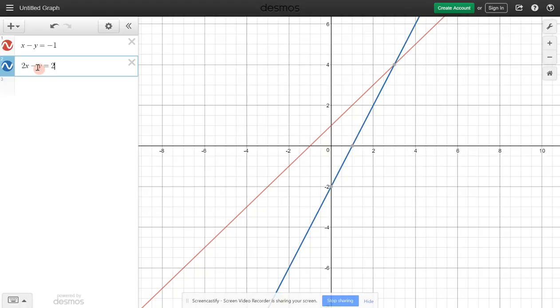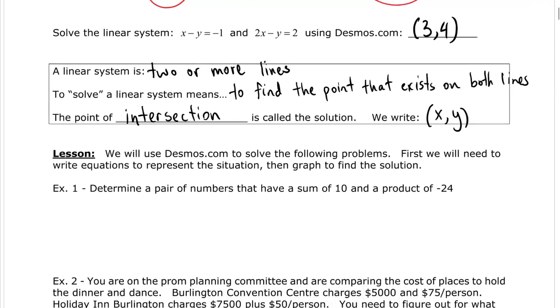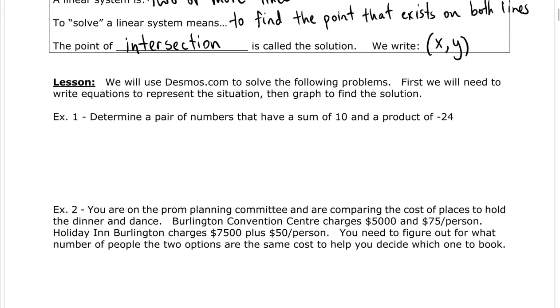So there's another line. And you'll see that both lines cross each other at this point right here, 3 comma 4. So at x equals 3, the y value is 4, and that point right there is the solution, or the point of intersection of both lines. So here I'm going to write 3 comma 4 as my solution. So let's look at solving some problems, going through some examples, and how we can solve a linear system graphically.